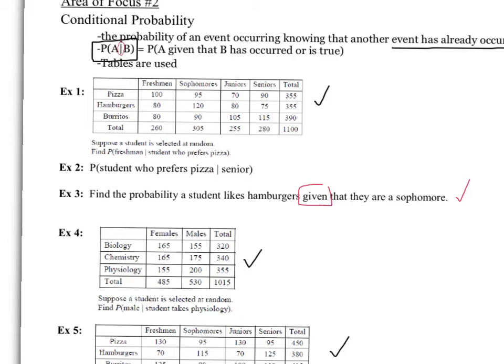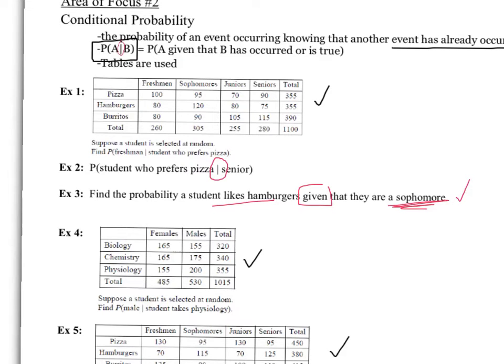So that's your condition. So what's the probability that a student likes hamburgers, given that they are a sophomore? So they have to be a sophomore. That's locked in. That's the condition. And then from that information, you decide what's the probability that they like hamburgers. Another way to write it out is to use, again, this symbol, which means given.